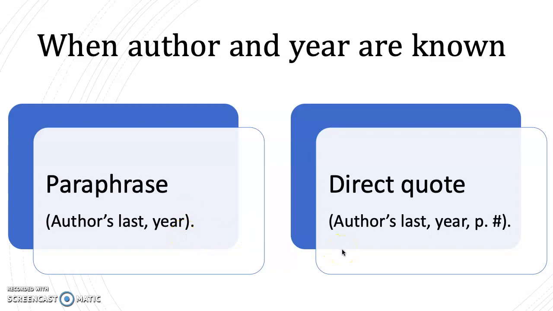If you include a direct quote, it's the same format except you add the page number. So a comma after year, space, lowercase p, which indicates page, period, space, and then the number. So paraphrasing, author's last name, comma, year. Direct quote, author's last name, comma, year, comma, page number.